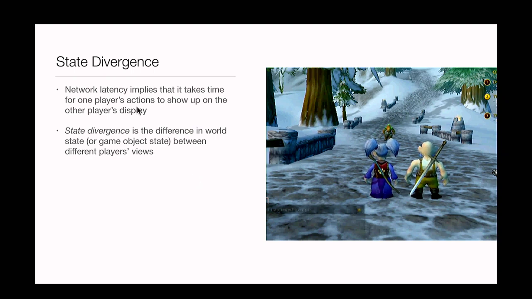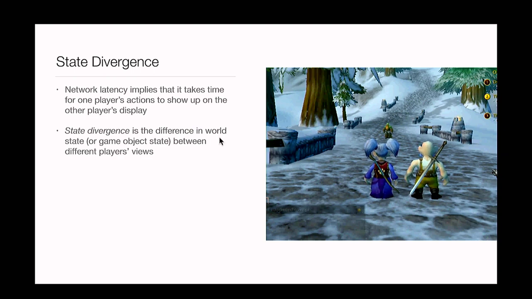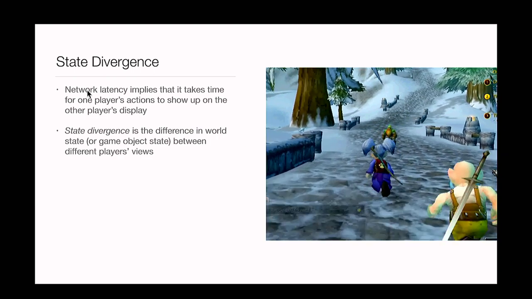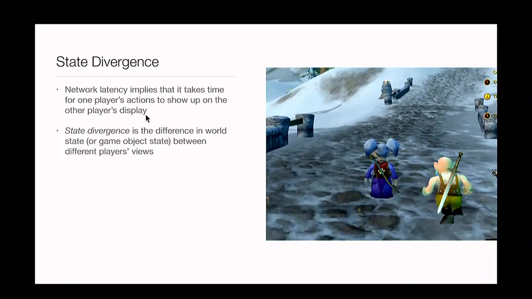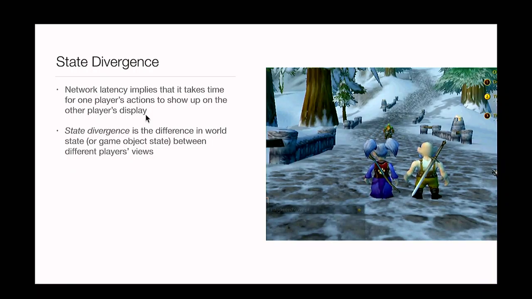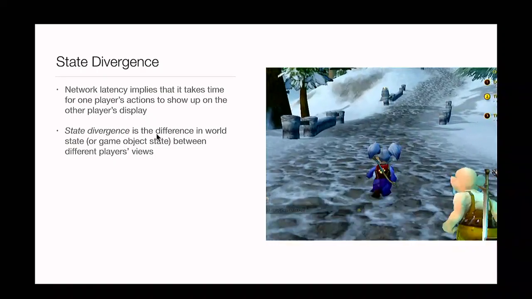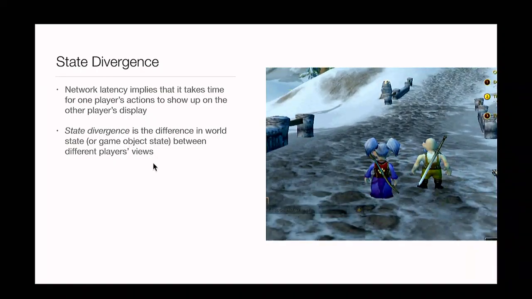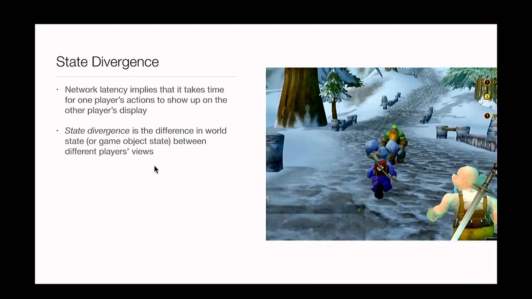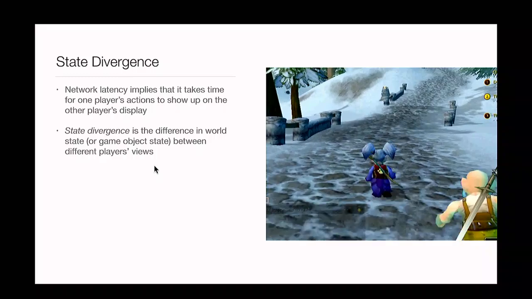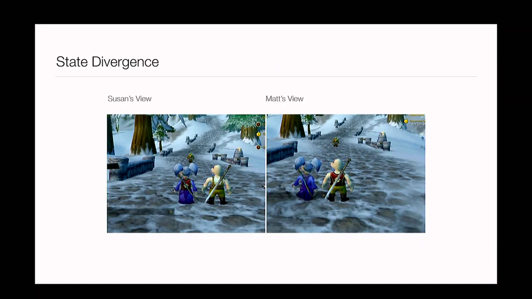Okay, so we're going to look at all of these things one at a time. So what's state divergence? You've got latency over a network, and that means it takes time for one player's actions to show up on the other player's screen. State divergence is the difference in the world state or the game object state between the different players' views. So notice here, this is not what we want. We want this one. This is what we want.